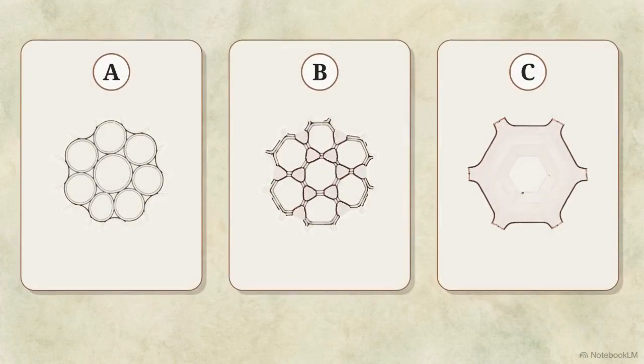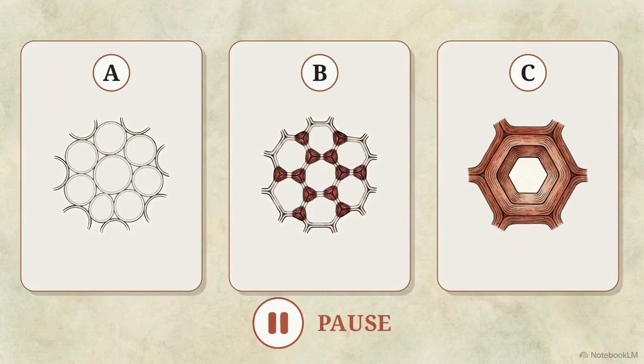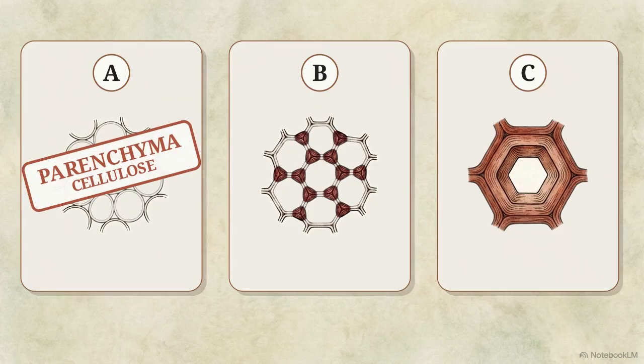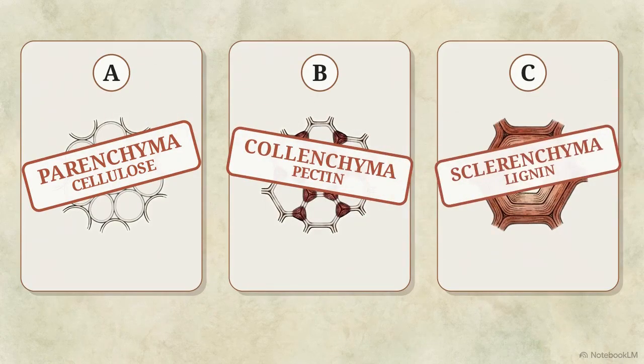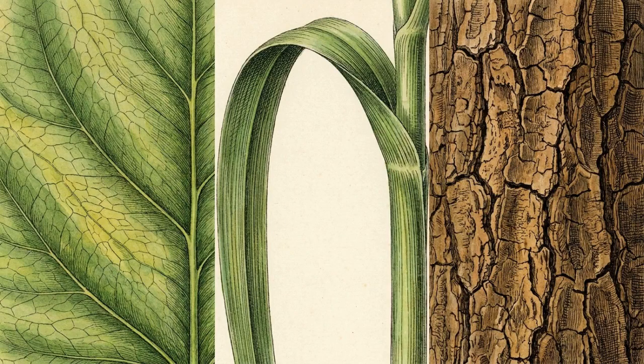Let's test your active recall. Pause the video. Look at these 3 unlabeled cellular cross-sections. Identify parenchyma, collenchyma, and sclerenchyma, and name their defining wall chemical. Ready? A is parenchyma with cellulose, B is collenchyma with pectin, and C is sclerenchyma with lignin. In permanent tissues, structure dictates destiny. The chemical makeup of a cell's wall determines if it serves as flexible support, rigid armor, or soft storage.